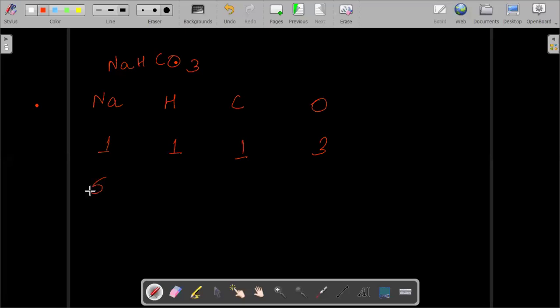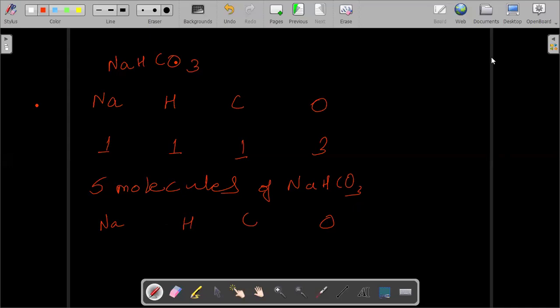Suppose I have five molecules of NaHCO3. How many atoms of sodium will be there? Can anyone guess? Sharwan? Five. Okay, there will be five atoms of sodium. How many atoms of hydrogen will be there? Five, sir. Okay, how many atoms of carbon will be there? Five. And how many atoms of oxygen will be there? Fifteen. Okay, so I hope everyone has understood these statements of Dalton.